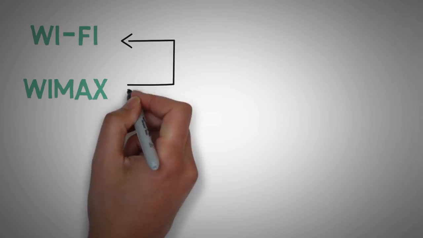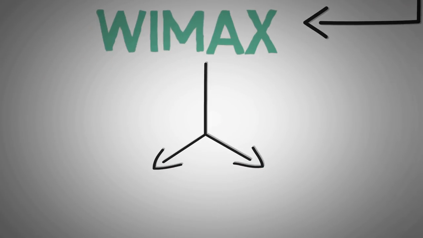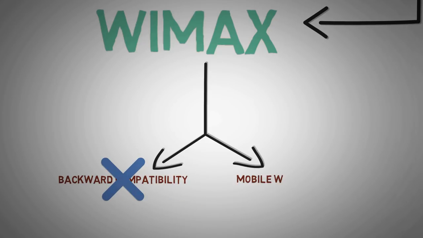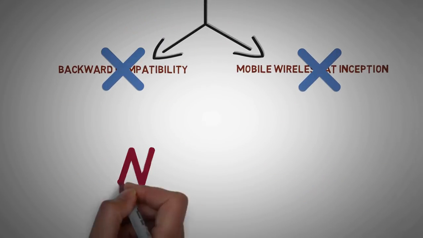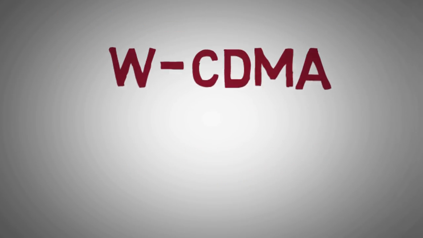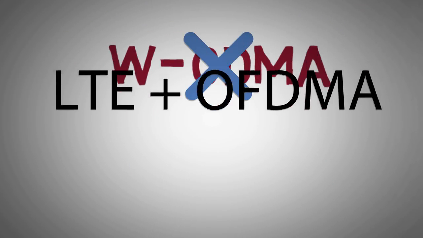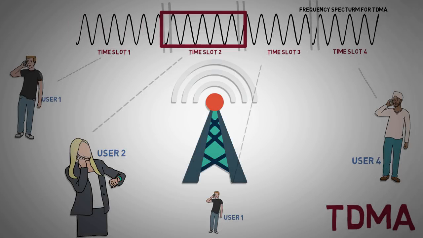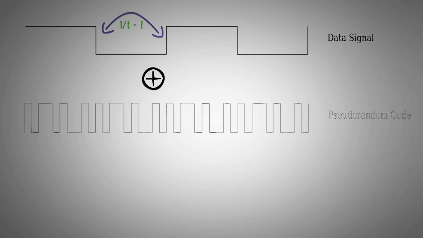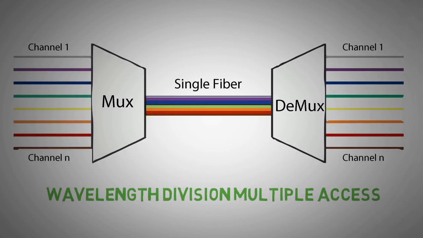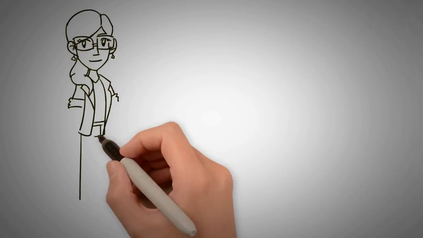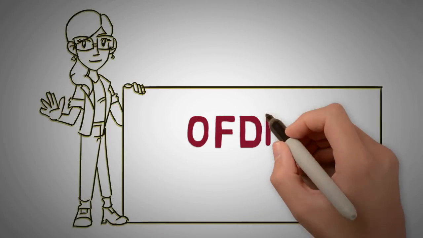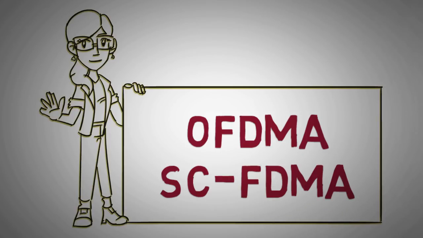It was first introduced in Wi-Fi, and subsequently in WiMAX, by IEEE, but as WiMAX lacked backward compatibility and support for mobile wireless at its inception, operators remained stuck with WCDMA. This changed with the introduction of LTE, which brought OFDMA to the forefront of today's mobile networks. So, today we showed the different multiple access techniques that were used in various generations of wireless communication. In our next video, we will dive deep into OFDMA and SC-FDMA, the two pillars of 4G.